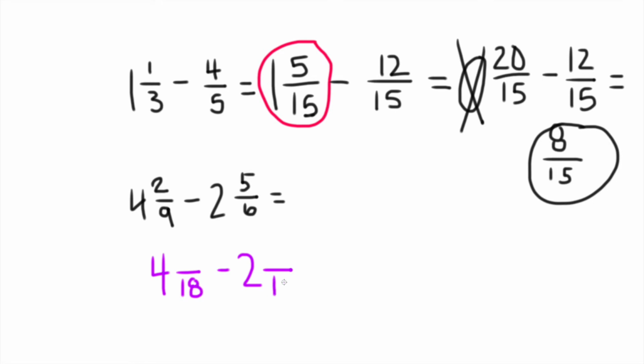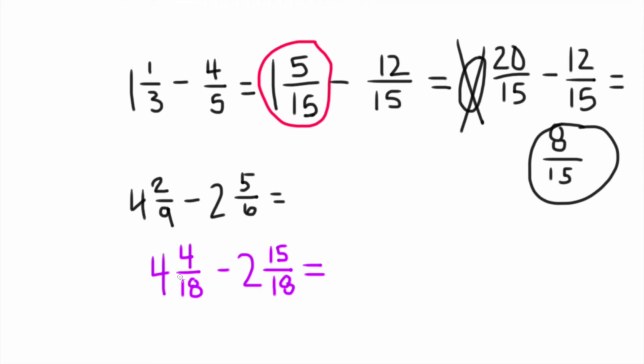And then now I need to adjust the numerators to reflect this change. So I multiply 9 by 2 to get 18, so I must multiply the numerator by 2. Here I multiplied 6 by 3 to get 18, so I must multiply the numerator by 3. So now that we've changed the fractions to common denominators, we would normally try and subtract.